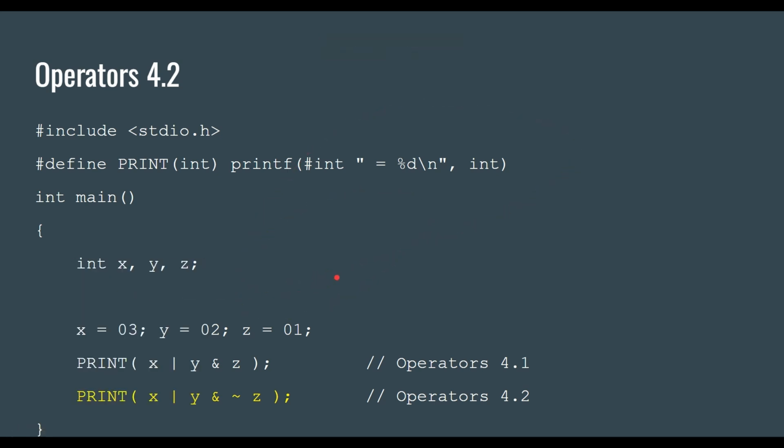Once again, here we have the snippet of code, the boilerplate from 4.1, nothing has changed. The only new addition that we have is this print macro invocation, now with the expression being passed in: x bitwise or y bitwise and bitwise complement z.